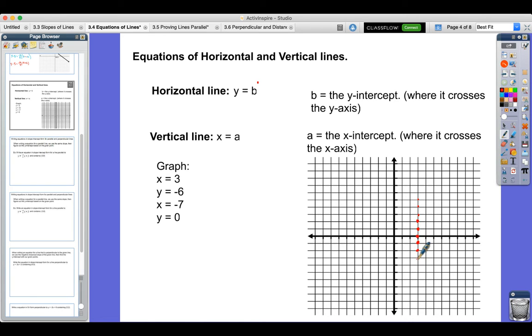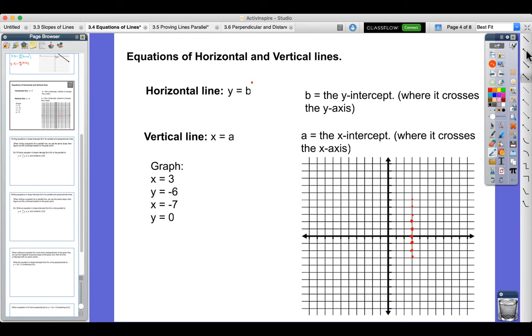The x coordinate is 3. That's why we get vertical lines. Because straight up and down, the value of our x coordinate is 3 regardless. Start there. So it goes up that way, and it goes down this way forever and ever.